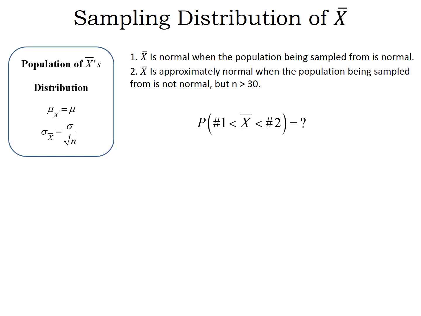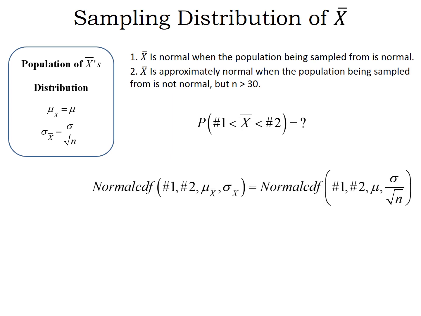So for us, this is the normal CDF function on our calculators. We want our lower limit and our upper limit, that would be the first and second numbers. Then we have to tell the calculator the mean of our variable, which now is x bar. And remember, the mean of x bar is equal to the mean of the population we're sampling from. The last thing we need to tell the calculator is the standard deviation of our variable. The standard deviation of x bar is the standard deviation of the original population divided by the square root of the sample size.